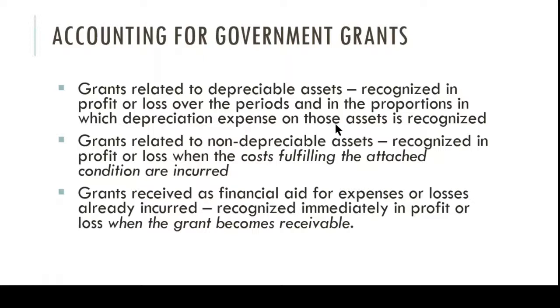So, divide it over the useful life of the building or the useful life of the equipment. If the grant is related to non-depreciable assets, for example, land, you're going to recognize it in the profit or loss when the costs of fulfilling the attached condition are incurred. For example, there's a grant of land with a condition on the construction of a building on it; it is recognized over the periods that the constructed building is depreciated.